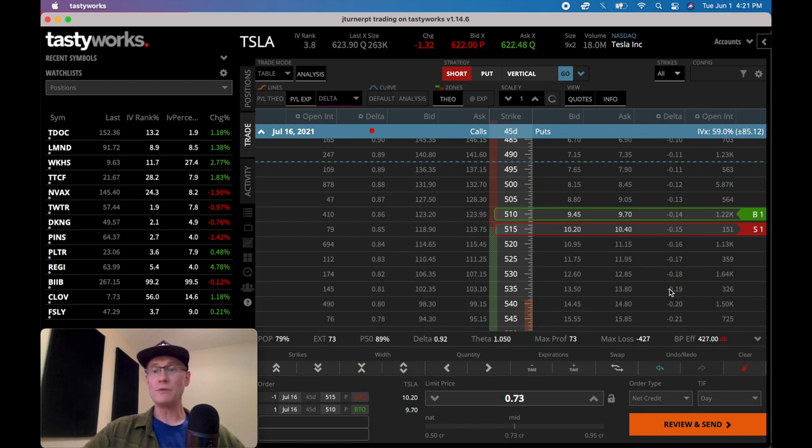So if you can do that and collect these small credits all the time, that can add up over time, and you're never going to lose sleep at night because when you put the trade on, you already know what your max loss is.